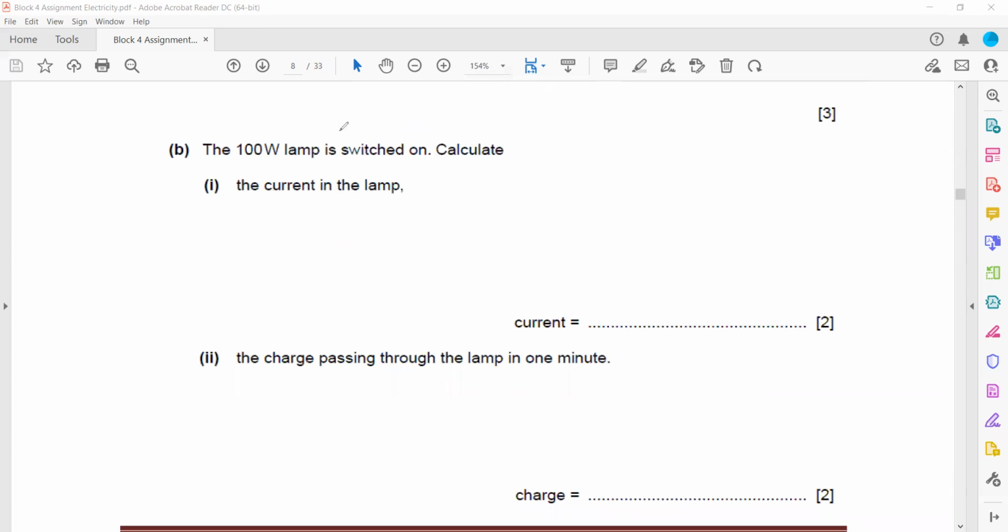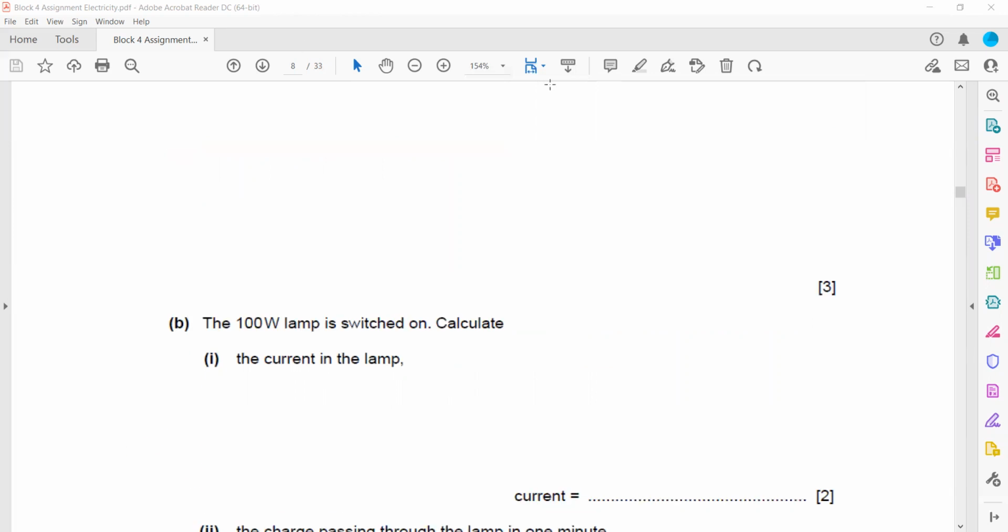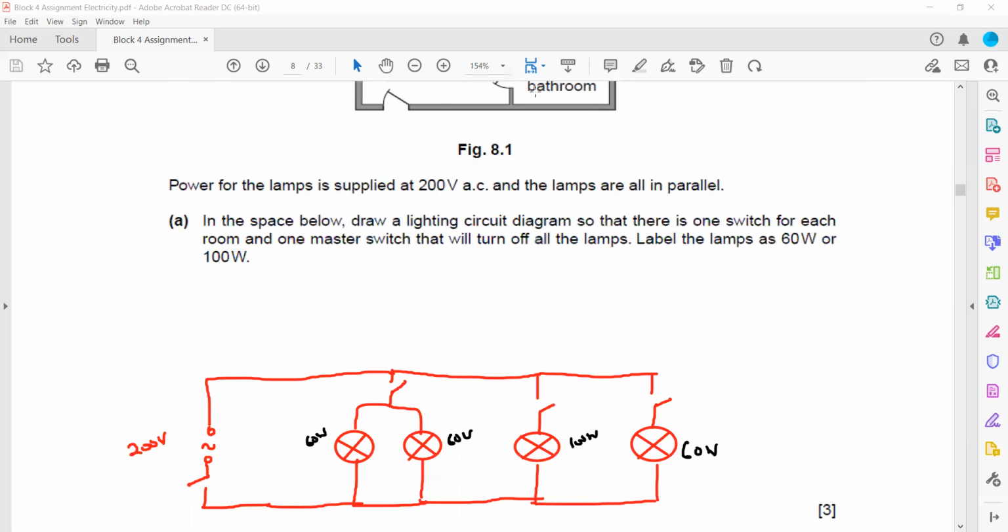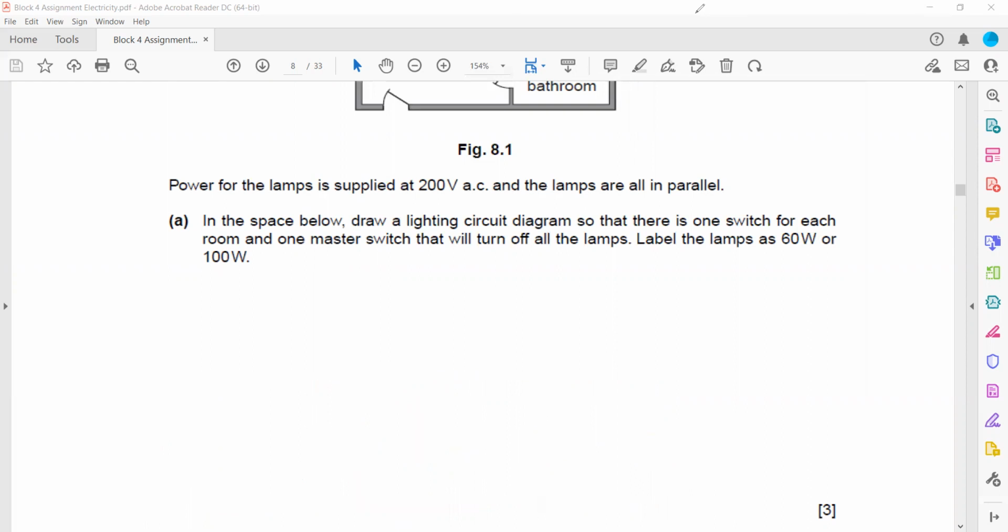Then, a 100-watt lamp is switched on, calculate the current. So how to get the current? As we know, they are all in parallel. If they are all parallel, they will receive the same voltage. So if this is 200 volts, what will be the voltage across each lamp? This will be 200, 200, 200, and also 200. So each lamp will receive 200 volts.